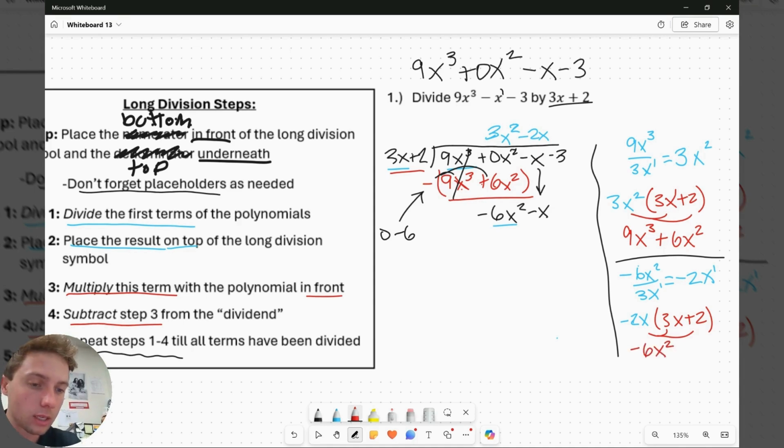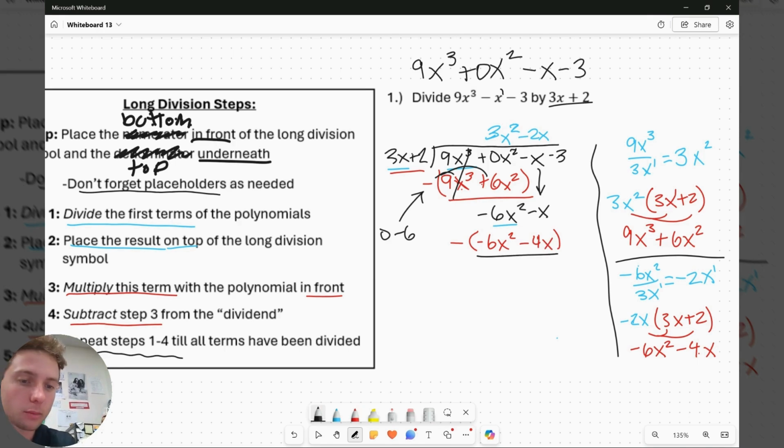2 times 3 is 6. X times x, add the exponents, gives me x squared. Distribute again. 2 times 2 gives me the 4. Bring the variable with. Step 3 is done. Step 4 says subtract it now. Again, when we do our subtraction, though, we need it in parentheses because we are subtracting the entire 6x squared and the 4x.